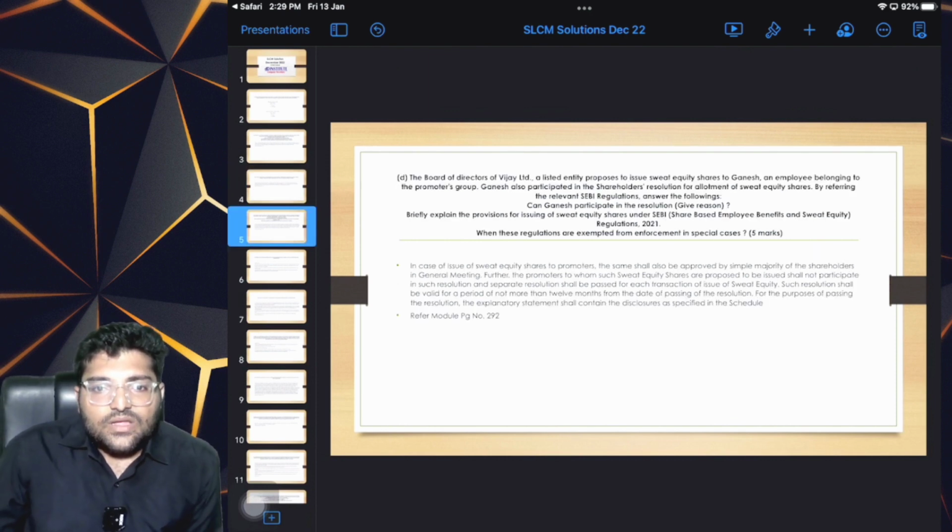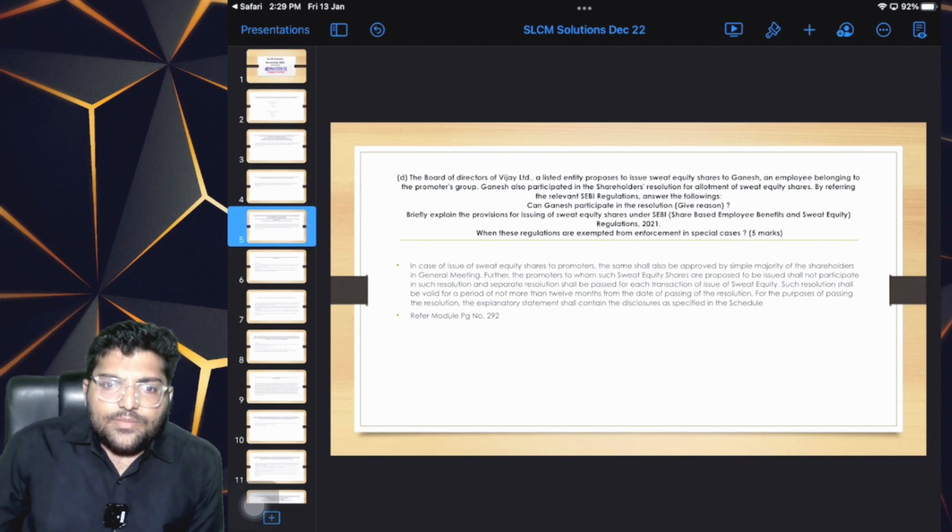And the next question which was asked: the board of directors of Vijay Limited, a listed entity, proposes to issue sweat equity shares to Ganesh, an employee belonging to the promoter group. Ganesh also participated in the shareholders' resolution for allotment of sweat equity shares. By referring to the relevant provisions of SEBI regulations, answer the following. Can Ganesh participate in the resolution? Give reason. Briefly explain the provisions of issuing sweat equity shares under the SEBI Share Based Employee Benefits and Sweat Equity Regulations 2021, and when these regulations are exempted from enforcement in special cases.